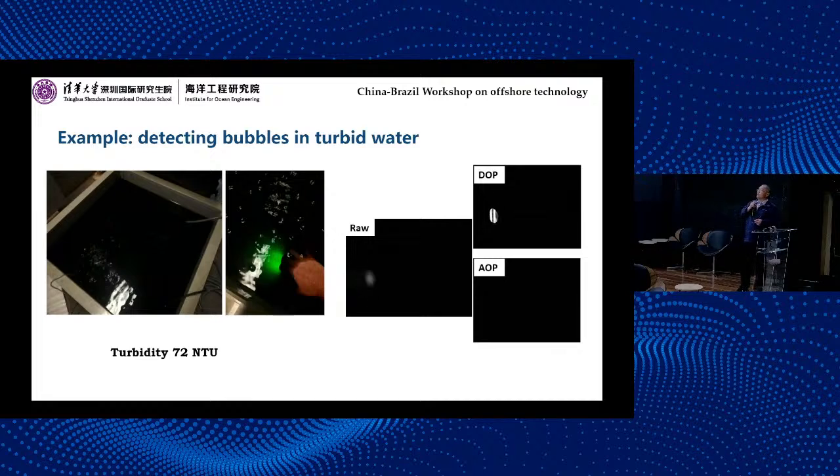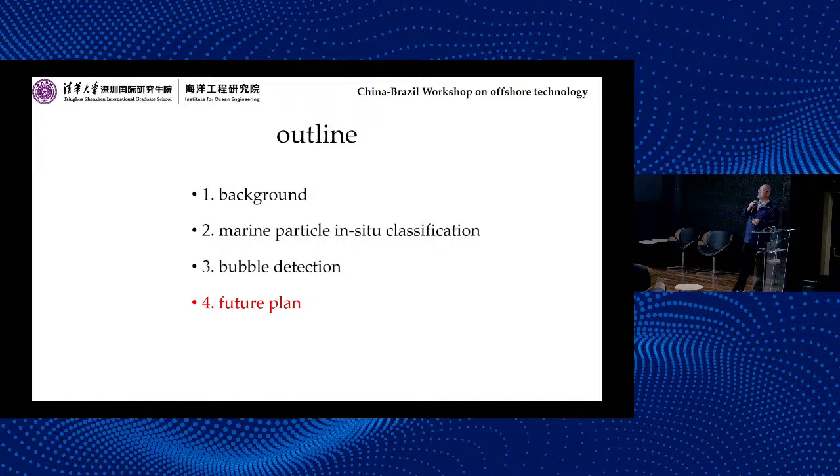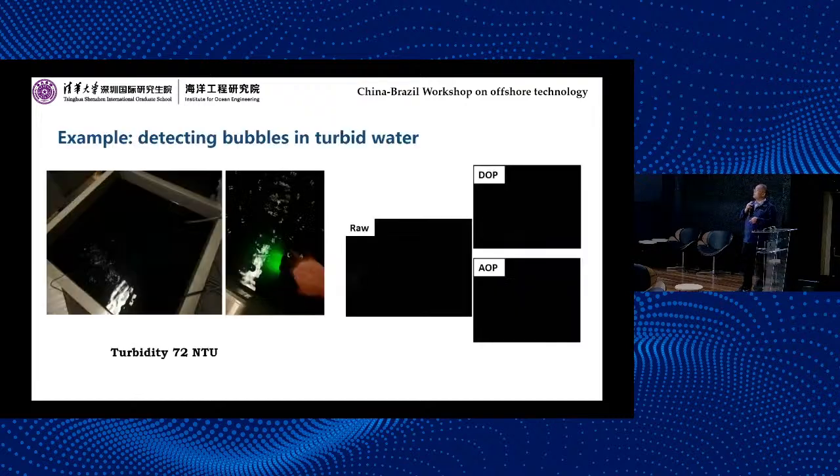And if we use this camera in very turbid water, the turbidity is about 72 NTU. So here, you cannot see, the color is dark. You cannot see the camera anyway. So you can see that the raw data is here. But if you use our camera, you can see. Here, you can see the bubble very clearly.